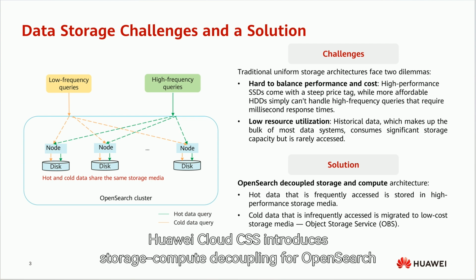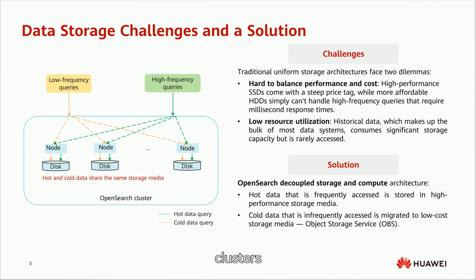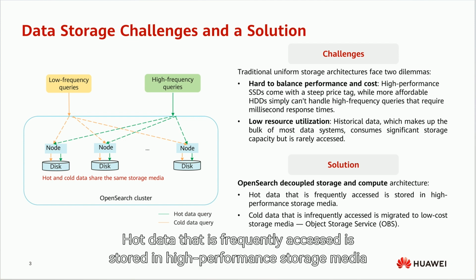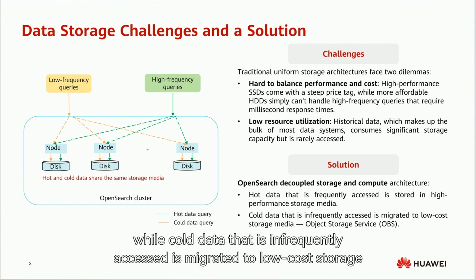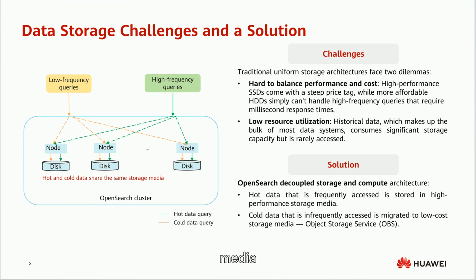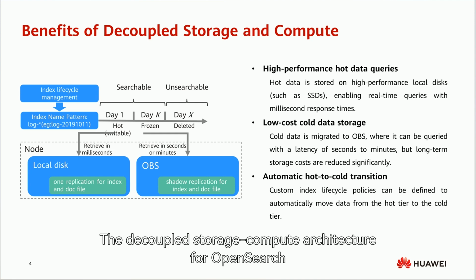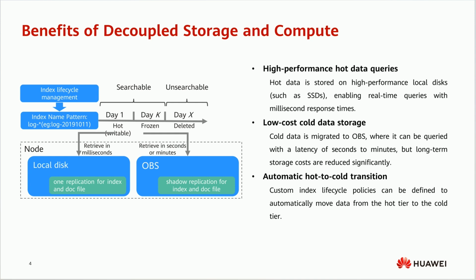Huawei Cloud CSS introduces storage compute decoupling for OpenSearch clusters. It works by separating hot and cold data. Hot data that is frequently accessed is stored in high-performance storage media, while cold data that is infrequently accessed is migrated to low-cost storage media, Object Storage Service. The decoupled storage compute architecture for OpenSearch offers the following benefits.